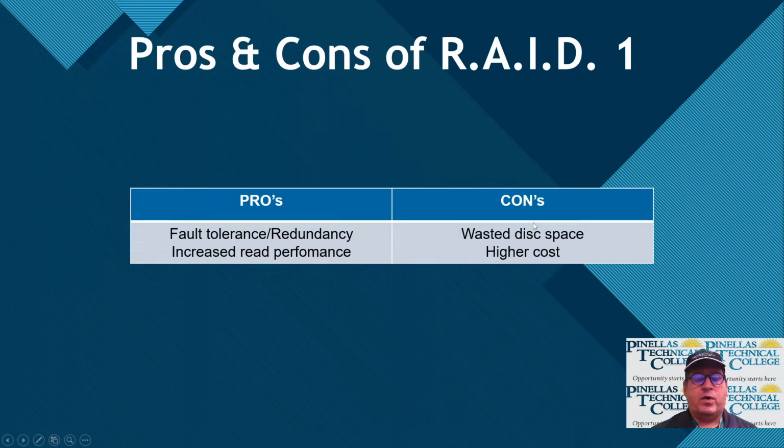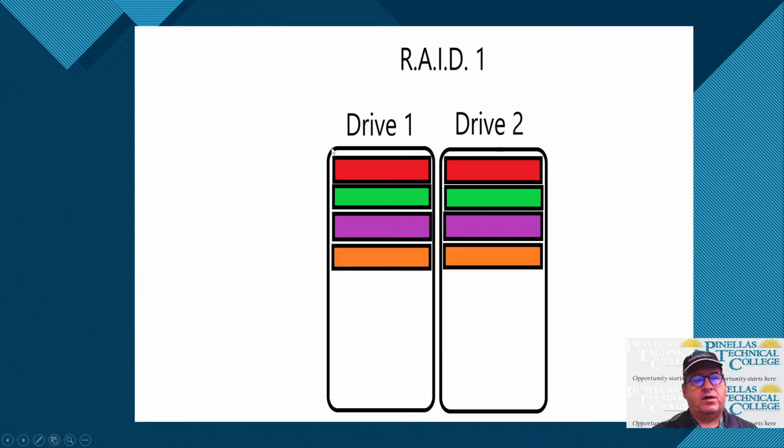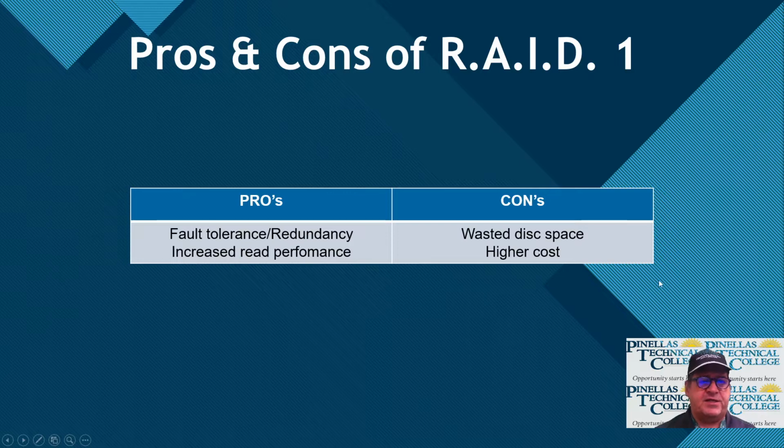And you're wasting a lot of space, because if you see here, since you're mirroring, you only get one drive worth of space. So if these are 1 terabyte drives and you have 2 terabytes total installed, you can only write to 1 terabyte. You can only write to that first drive, and then it mirrors all that over to the second drive. So you do lose a lot of space in that.